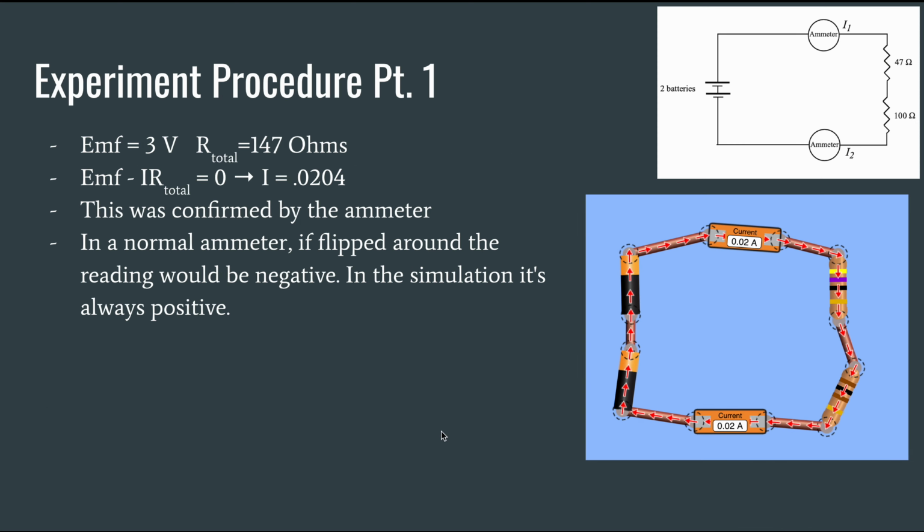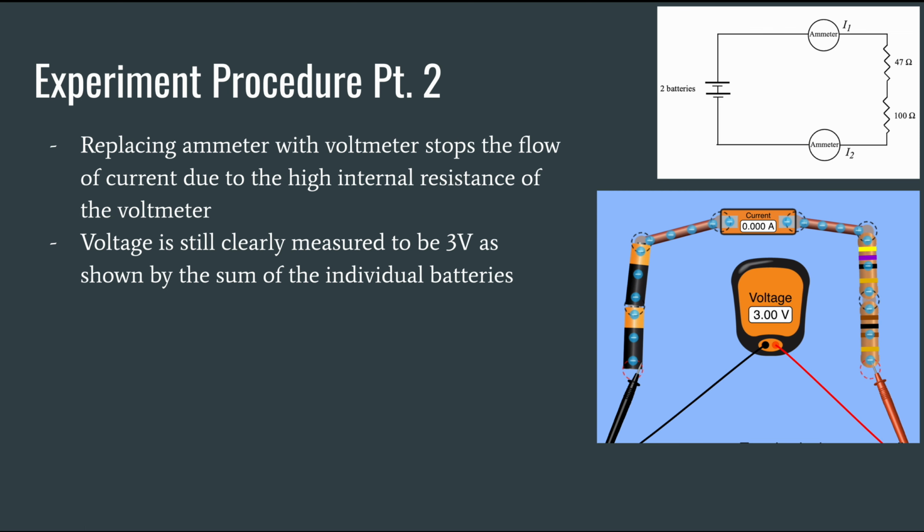So for part 1, pretty simple circuit here. 2 batteries, 1.5 volt EMF each, which means 3 volt EMF total. You can add up the resistors because it's in series, 147 ohms, and then using that equation you can get 0.0204 amps, and that's confirmed by the current shown in the picture. In a normal ammeter, if it were to be flipped around, that reading would be negative, but as we can see here, in the simulation, the direction doesn't matter, it's always positive for some reason.